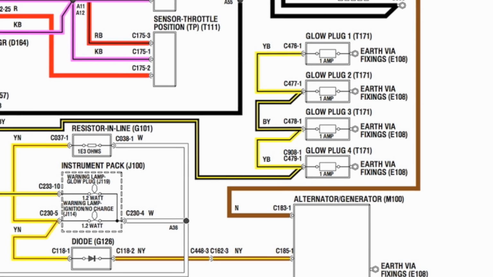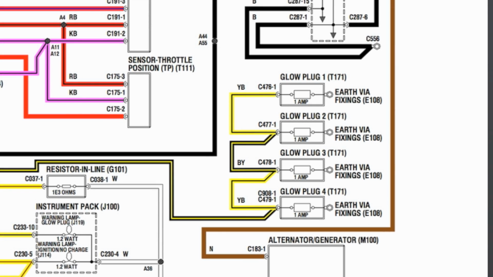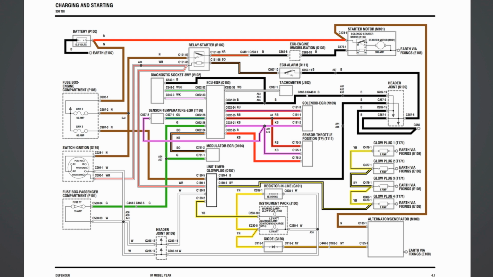Just for curiosity's sake, if you look above the alternator, you'll see the glow plugs, and you should be able to see on your TDI engine that the colour coding will be exactly the same as this wiring diagram. So on our map, we have the battery, the starter, and the components for the charging and starting system. Take time to browse your wiring diagrams, and we're going to get used to this because we're going to do a lot more.